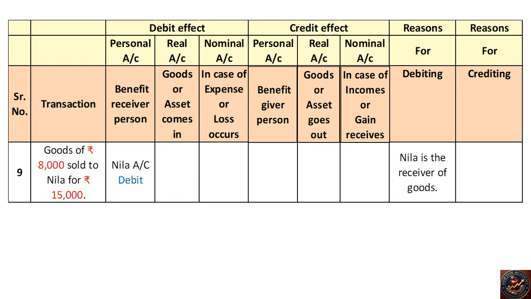The credit side. When goods are sold, it represents trading goods going out of our business. According to the real account rule, we credit what goes out. Therefore, we credit sales account. The reason for crediting is goods goes out from the business.